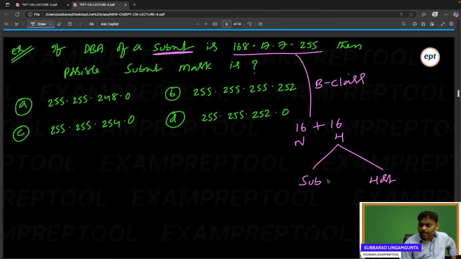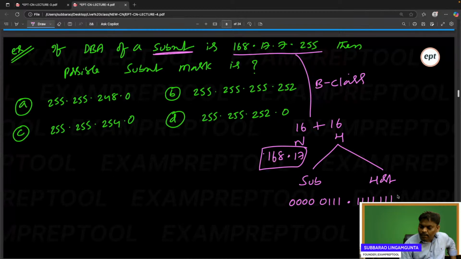Let's concentrate on the last 16. This is going to be 168.17. This area is okay. Can you see the second area? 255. Remember it is the DBA. DBA means the host part is all ones.